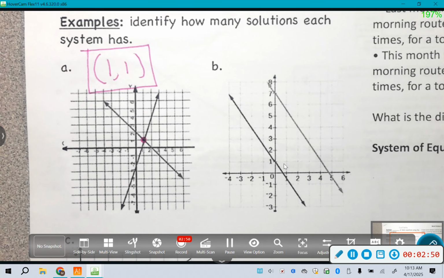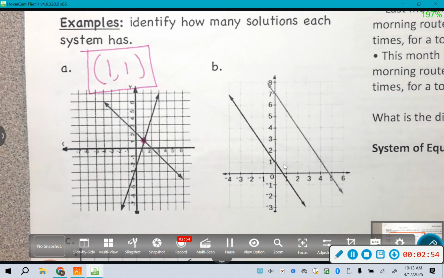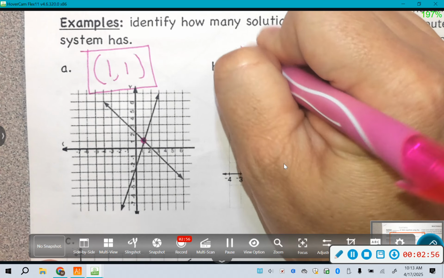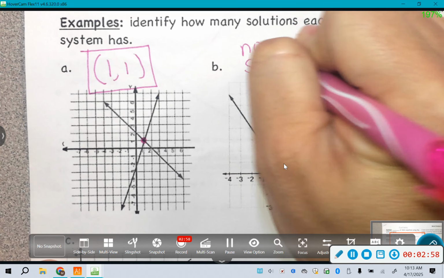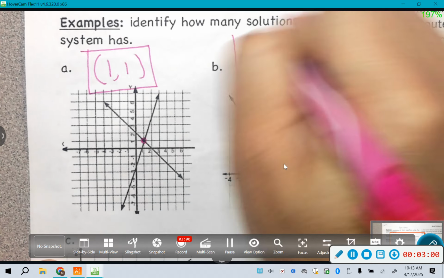What about B? Why is it no solution? Yeah, they're two parallel lines. They will never touch. So there's no solution because if our solutions are where they touch and they never touch, there isn't one.